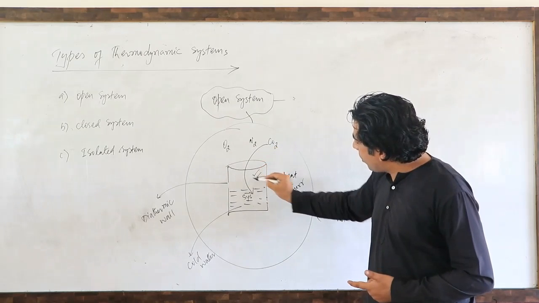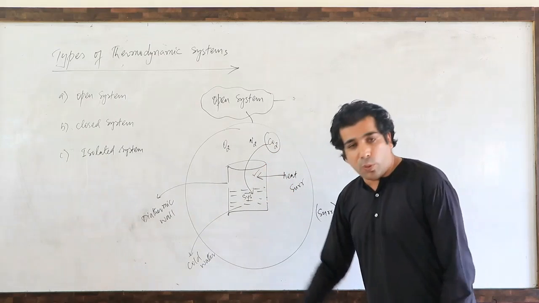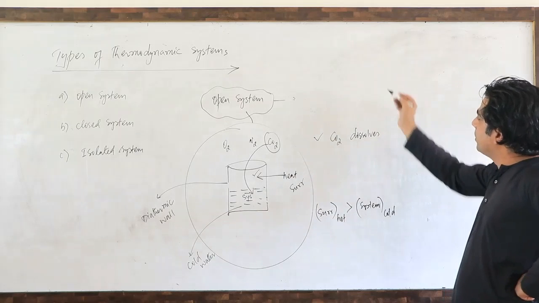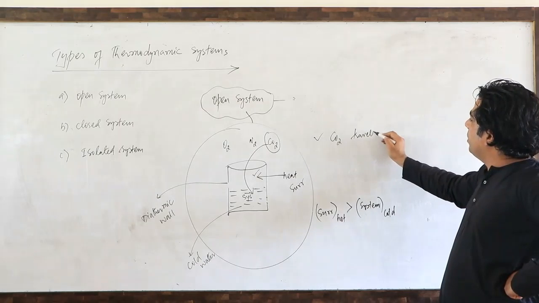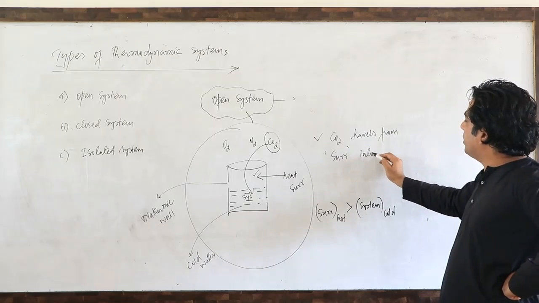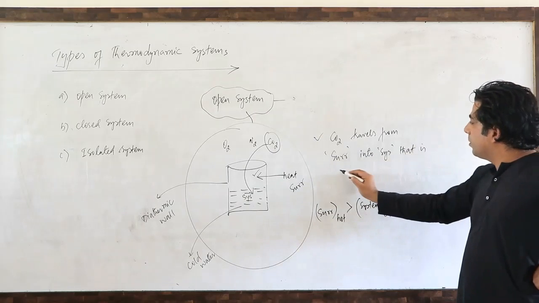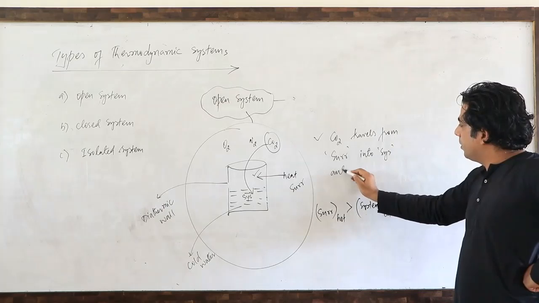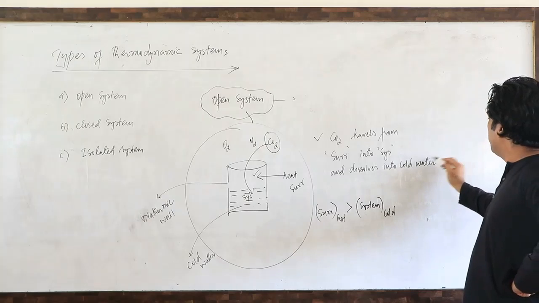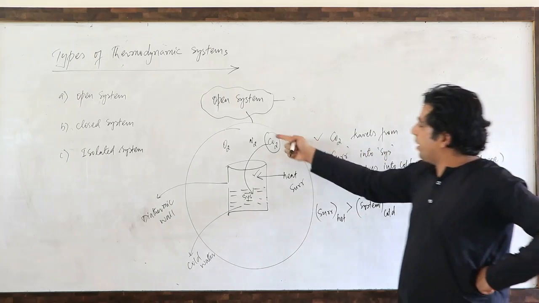So now carbon dioxide gas from where? Surroundings. This carbon dioxide gas from surroundings dissolves in the system. What is system here? Cold water. So first point, carbon dioxide gas dissolves, or we can say travels from surroundings to system, or from surroundings into system, and dissolves into the cold water. That is nothing but its matter exchange. So now the matter is coming from atmosphere and dissolving into the system.